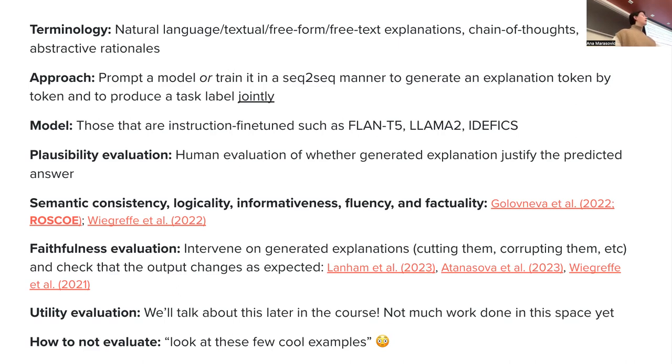And basically what we have done is intervene on generated explanations. We cut them, we introduce information that's not factual, and we know that something should happen. If we introduce information that's not factual in the generated reasoning, we know that the answer should flip.